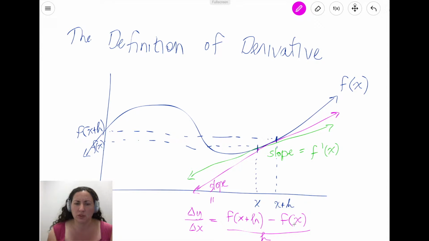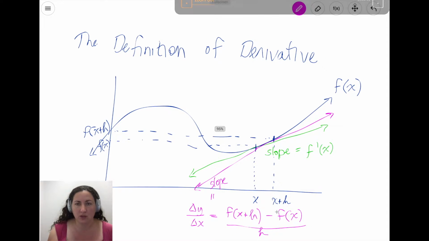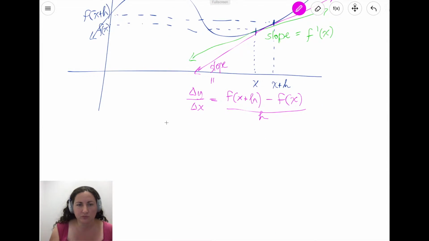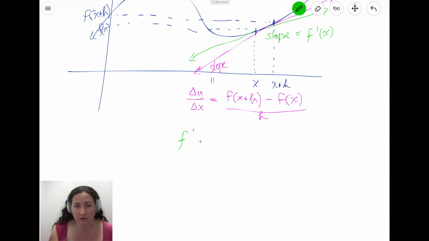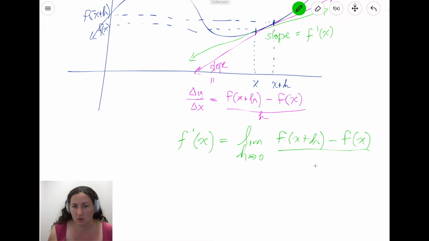But we really want the slope of the green line. So how are we going to do that? We're going to take the x plus h point and let it approach x. You do that by taking a limit. So f prime of x, that slope of that green line, I'm going to get to it by taking the slope of the pink line, but letting h approach 0 in that formula. So that's the idea. That's where this definition comes from. Okay, so that's the definition of derivative.